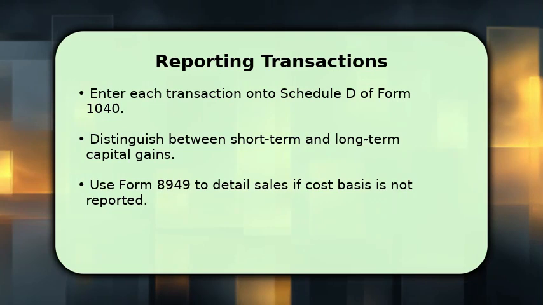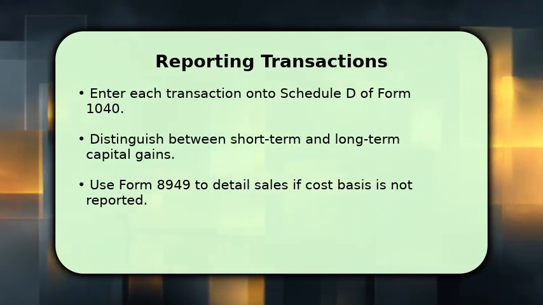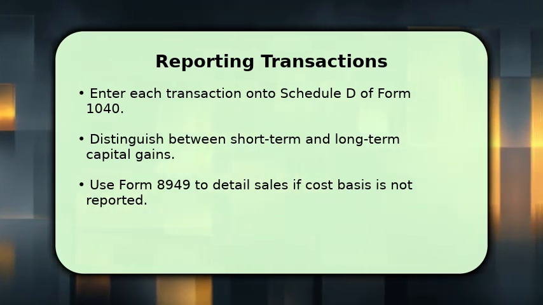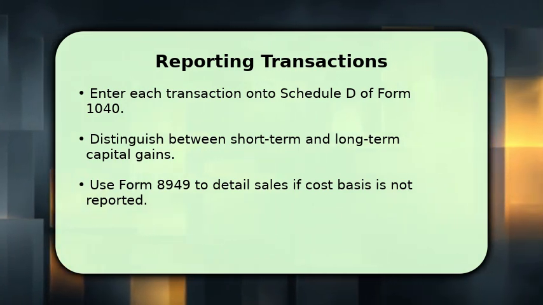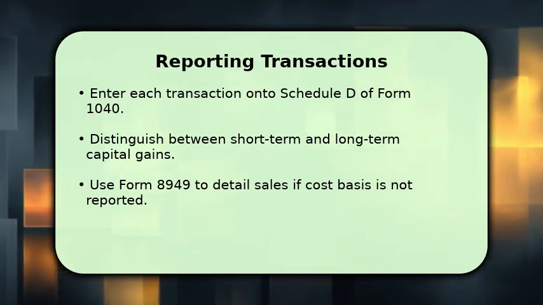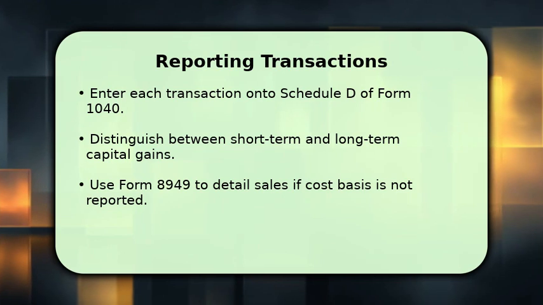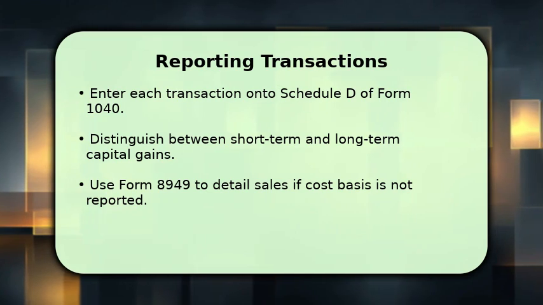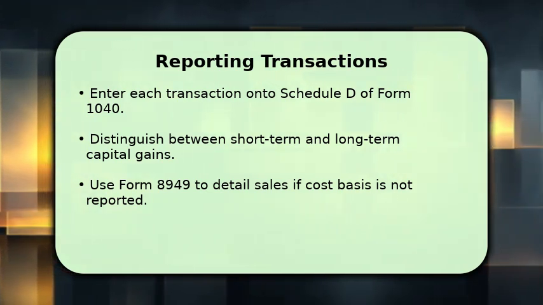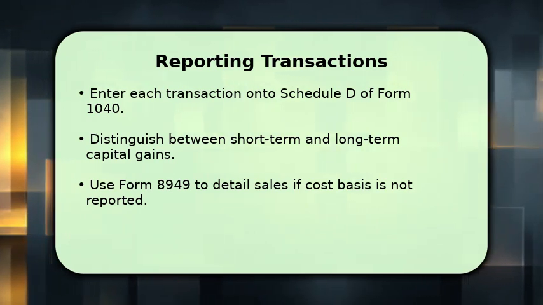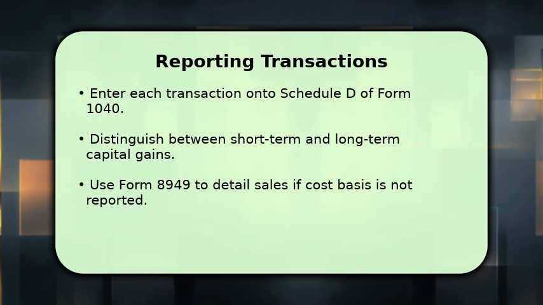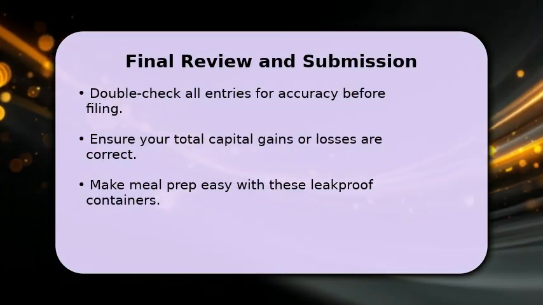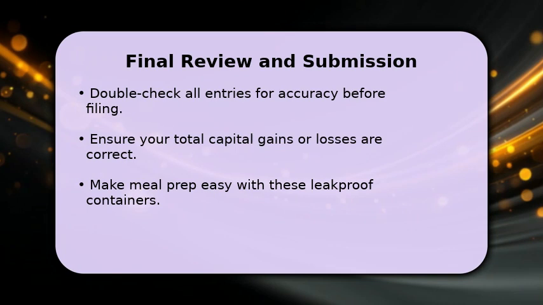Now let's move to reporting. You'll typically use Schedule D, capital gains and losses, to summarize your investment sales. For each transaction, you need to enter the description of the property, date acquired, date sold, sales price, and cost basis. Remember to differentiate between short-term gains from assets held 1 year or less and long-term gains from assets held over 1 year. If your Form 1099-B doesn't report cost basis, you'll also need Form 8949.